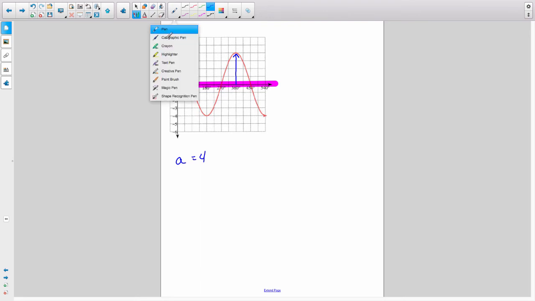Now, how many cycles are happening within 360 degrees? So let's go back to my highlighter. We'll pick green. Let's highlight a cycle. Now for cosine, it would just be like peak to peak. So I can go like this.